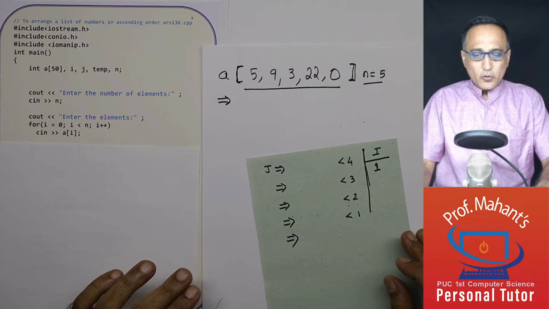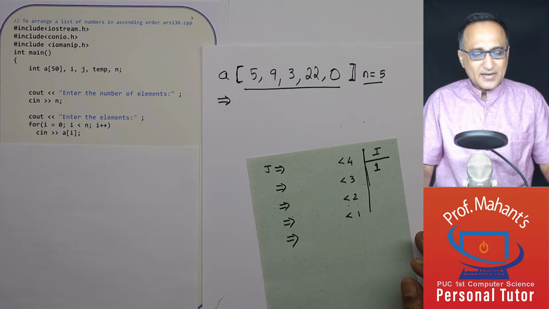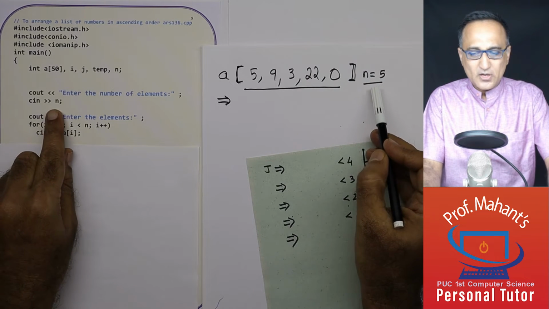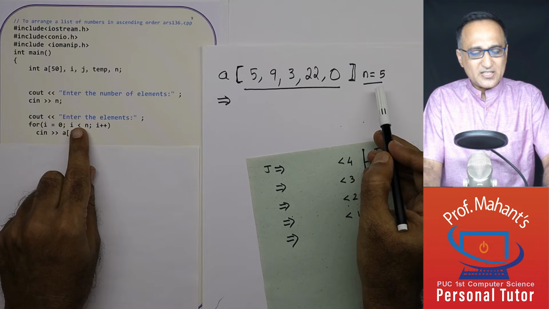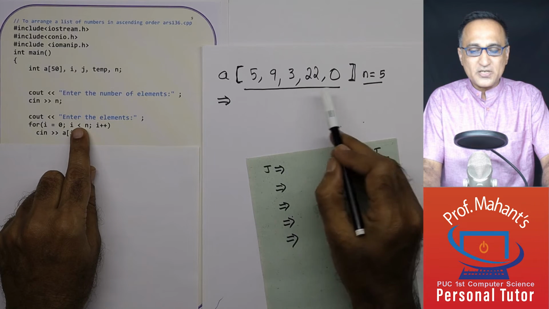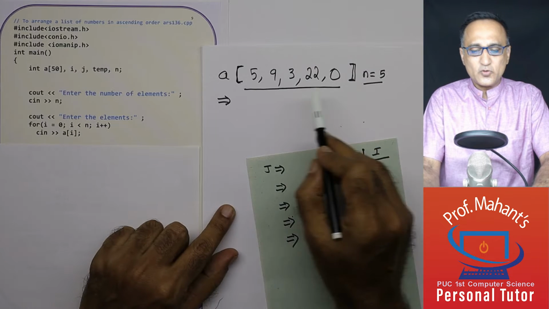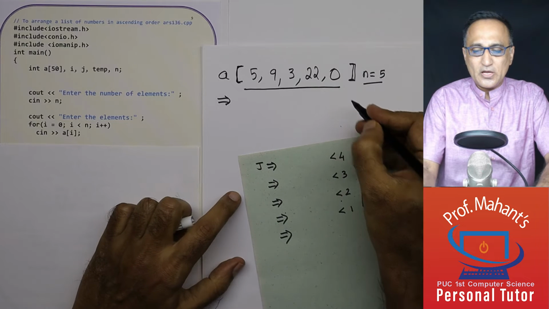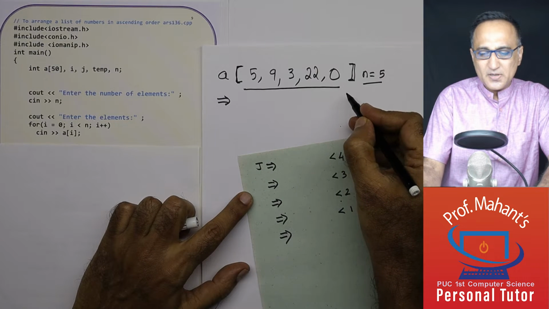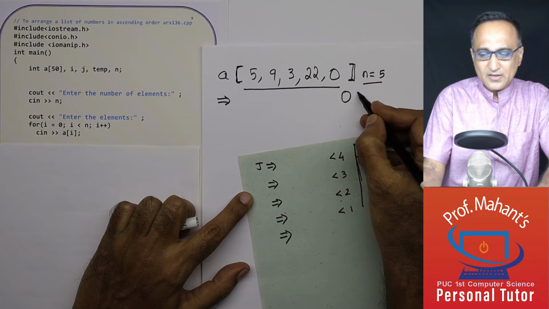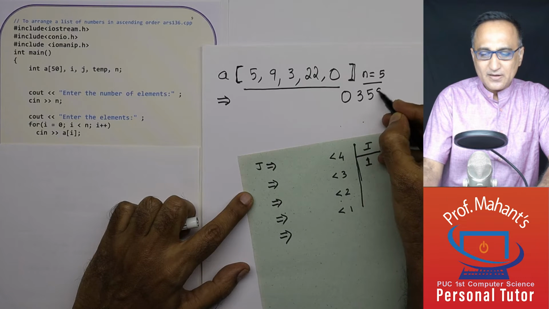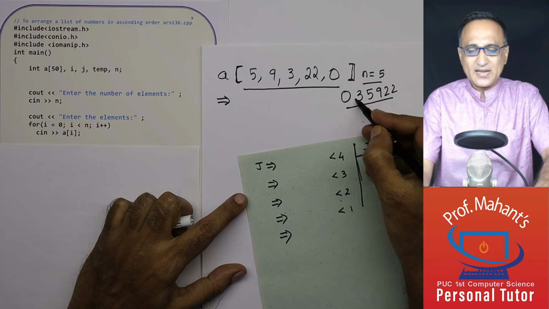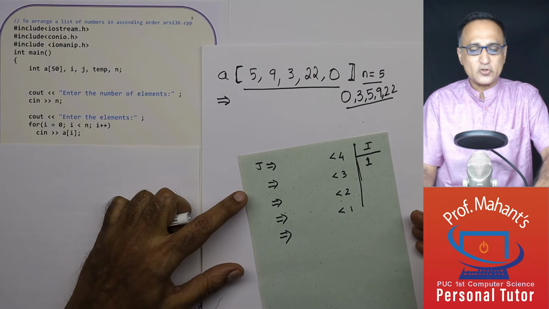Now, what we are going to do here is assume that the value of n, or number of elements entered, is 5. So, n is 5. I'm asking the user to enter the elements of an array, and let us say the user has entered these particular 5 numbers. Now, if I'm successful, my output should be like this: 0, 3, 5, 9 and 22. This should be my output if I am successful in sorting it.